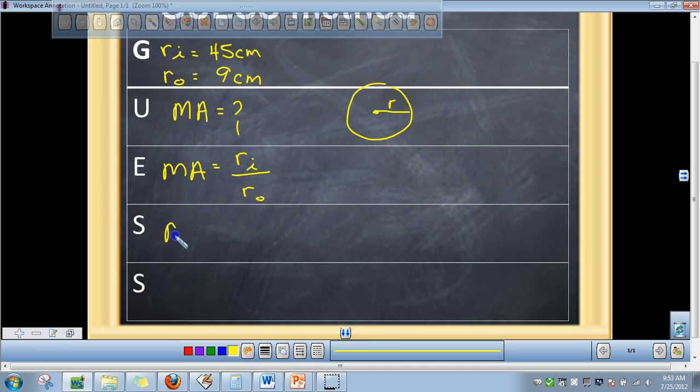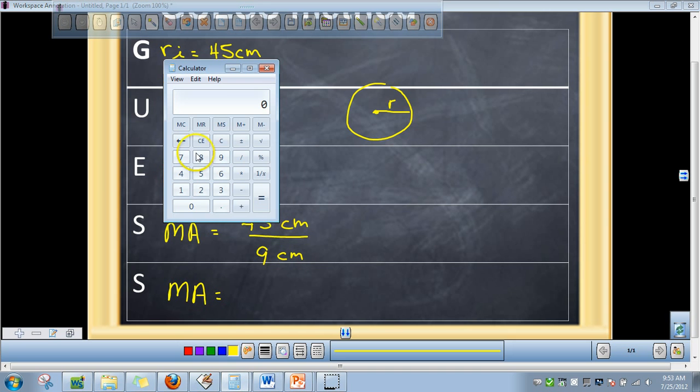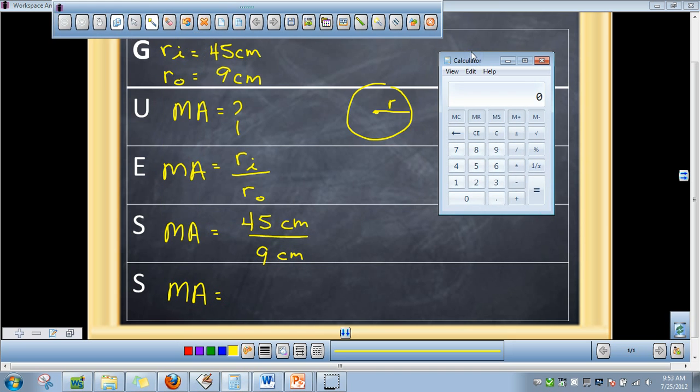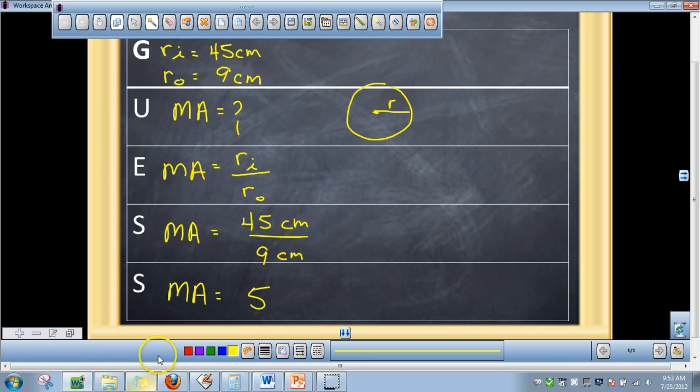Okay, let's go ahead and substitute. Mechanical advantage equals the radius of the input, which is 45 centimeters, divided by the radius of the output, which is 9 centimeters. If you need it, you can bring up your handy dandy calculator. 45 divided by 9 gives us a mechanical advantage of 5. That is a pretty darn good mechanical advantage. Typically, mechanical advantages are 1 or less than 1.